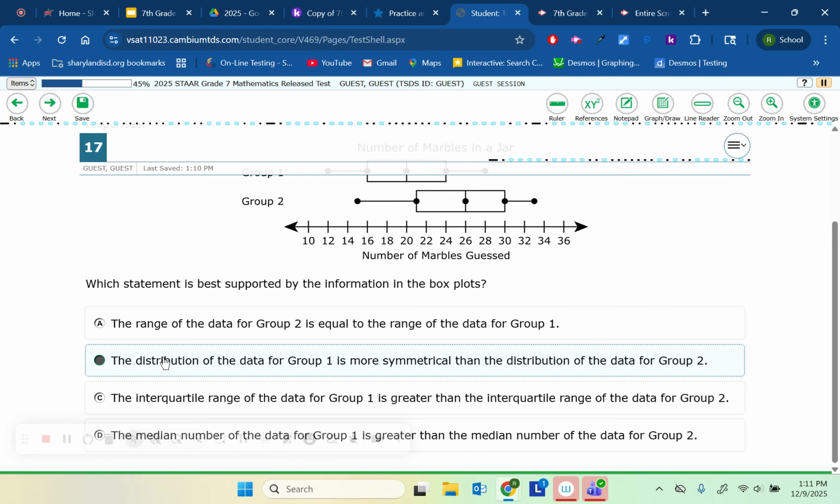So that's the answer. Pretty easy, I think, this test. I just can tell by looking at it. And they usually test that symmetry thing. So easy problem.